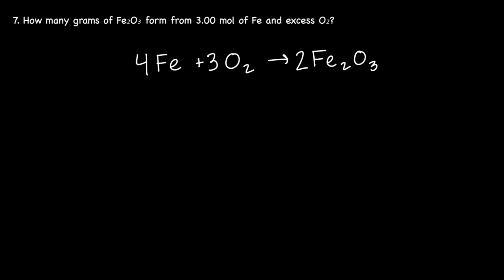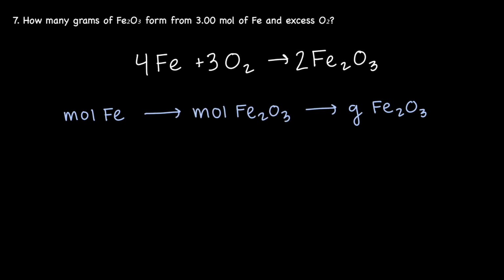For this unit map, we are starting with 3.00 moles of iron and ending with grams of iron 3 oxide. We are ending with a new identity, iron 3 oxide, so we need to use a mole-to-mole ratio to convert to the new compound. We have to be in moles to convert to the new compound, and we already are. So we can go straight from moles of iron to moles of iron 3 oxide using the mole ratio, and then to grams of iron 3 oxide using the molar mass of iron 3 oxide.